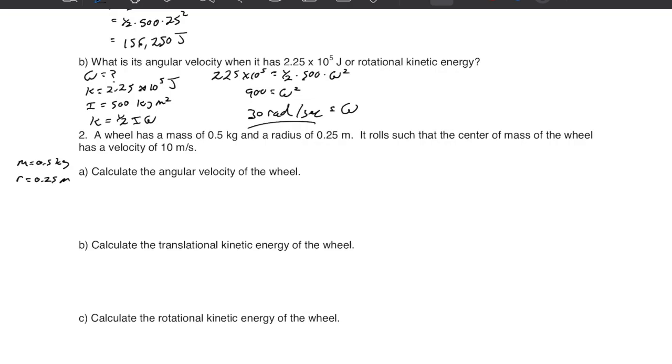Angular velocity is the linear velocity divided by the radius. So still, I'm summarizing up my information. 10 divided by 0.25. Just taking our givens with our formula, and we get 40 radians per second.